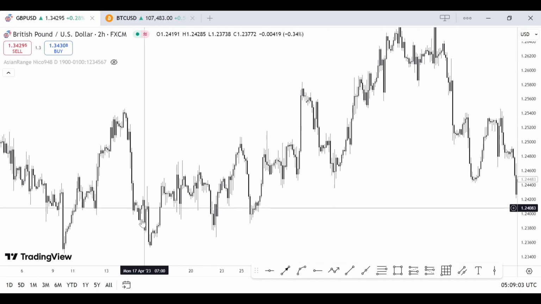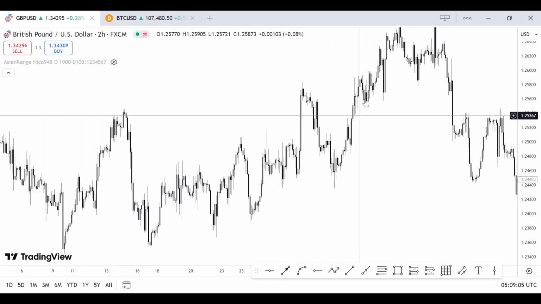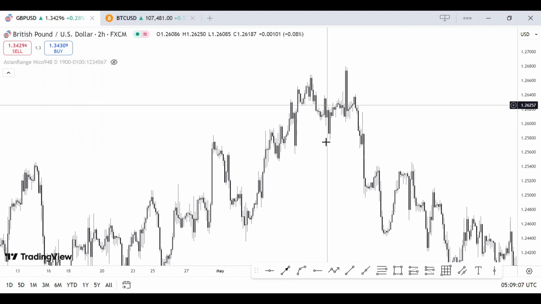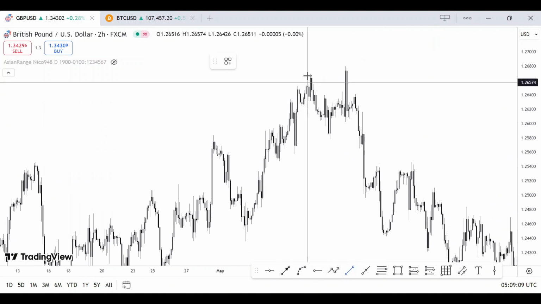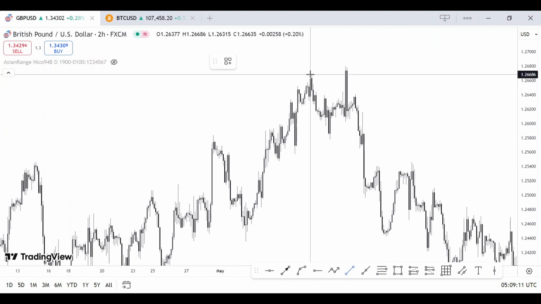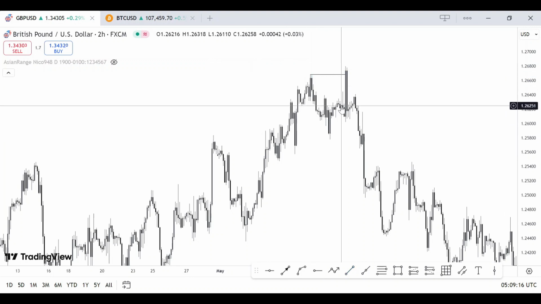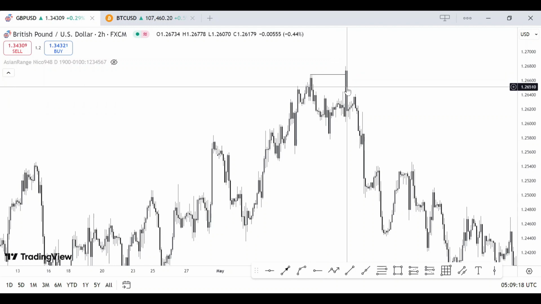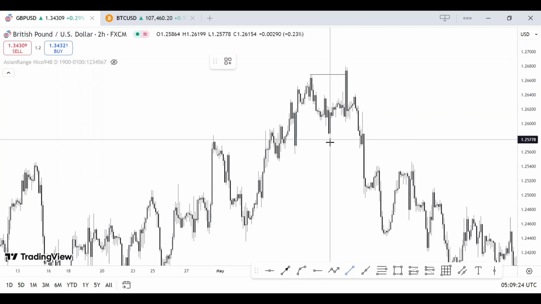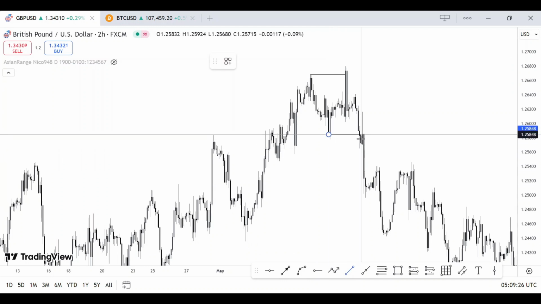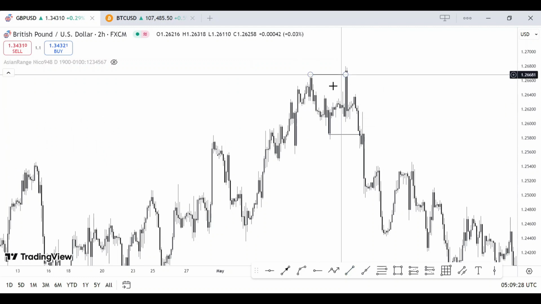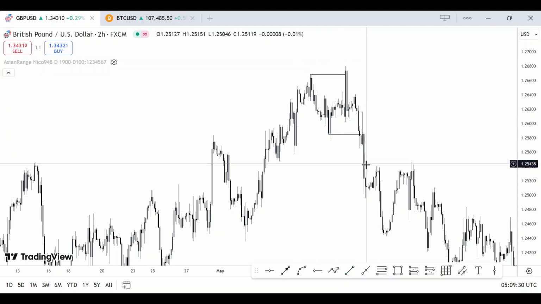So clearly you can see price is in an uptrend. So this was the recent high. We were expecting price to continue to the upside. But what did price do? Price came, swept this liquidity, and broke structure to the downside. So what does this signify? It signifies a change in market structure.